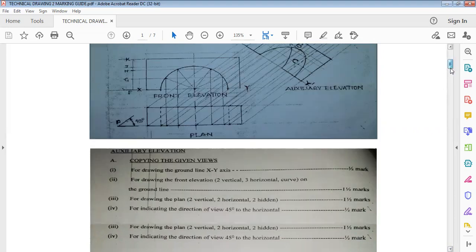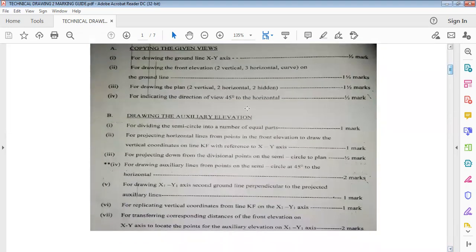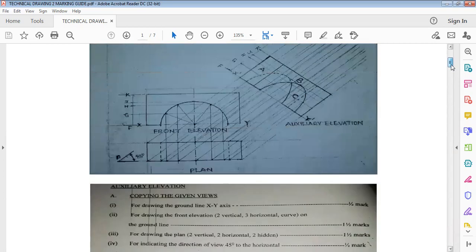which they call auxiliary elevation. Here, Roman figure 1 says that for dividing the semicircle into a number of equal parts, you have 1 mark. So the semicircle that they are talking about is this semicircle. For dividing it into a number of equal parts, it is divided into 6. For this, you have 1 mark.